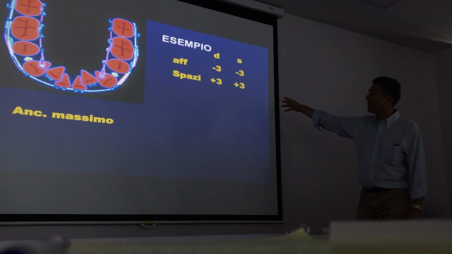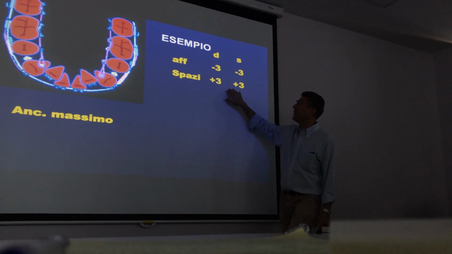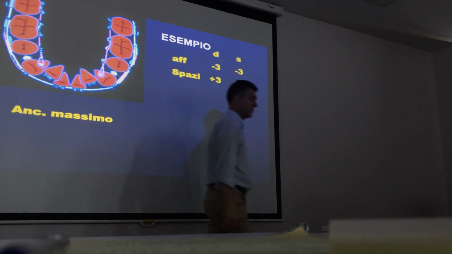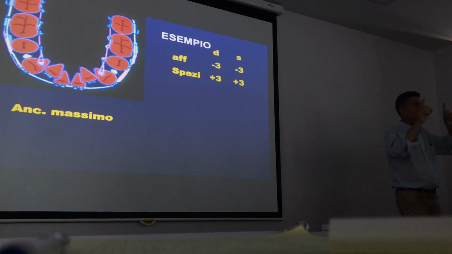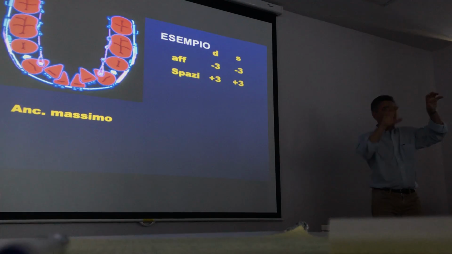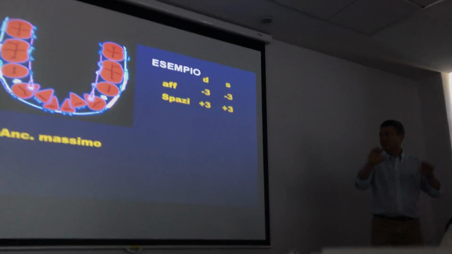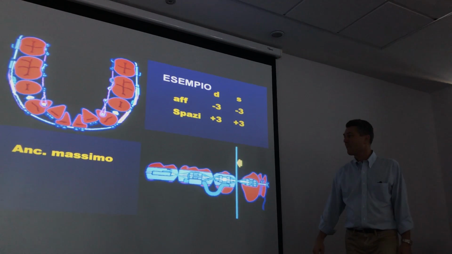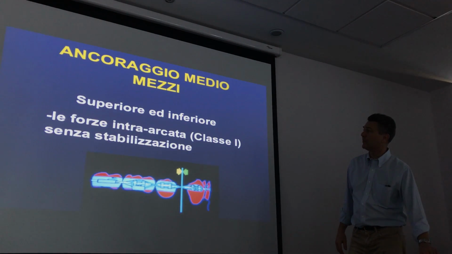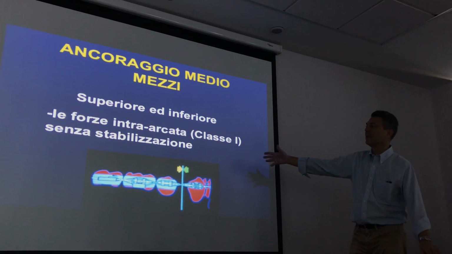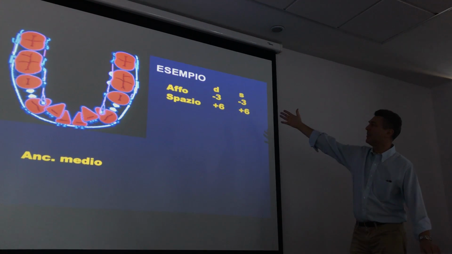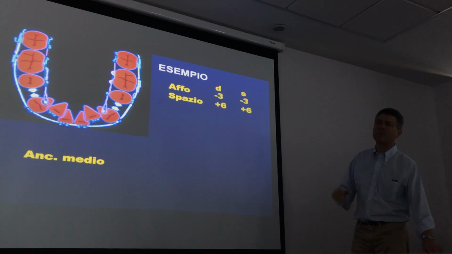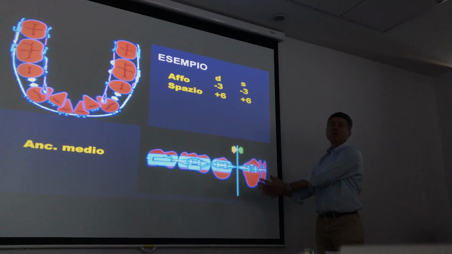See? 3 millimeters of crowding, 3 millimeters of space. This in the back is maximum anchorage. We have to always think about the space that we have and the crowding, the space that we need. Okay, this is going to be maximum anchorage. If we don't need anchorage, 3 millimeters of crowding, 6 millimeters of space, let's go with class 1 closes, no problem at all. These are going to close.